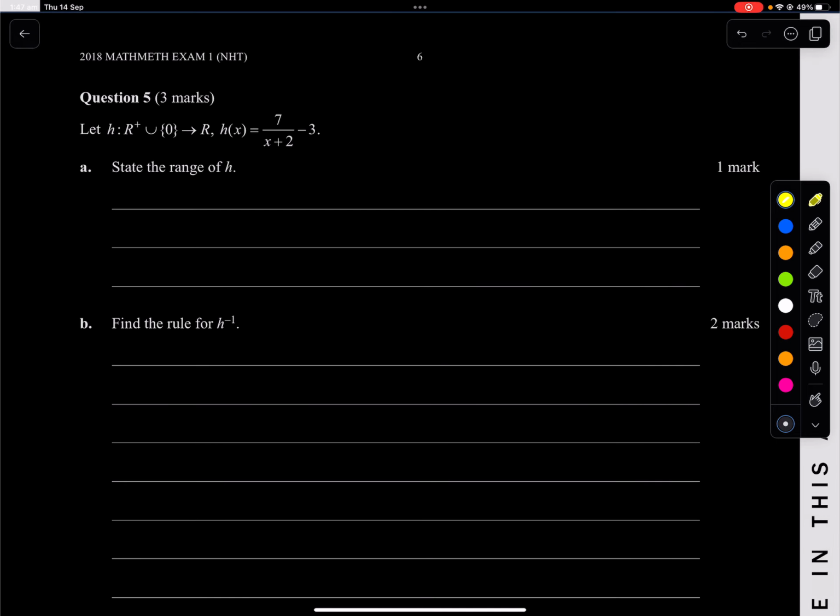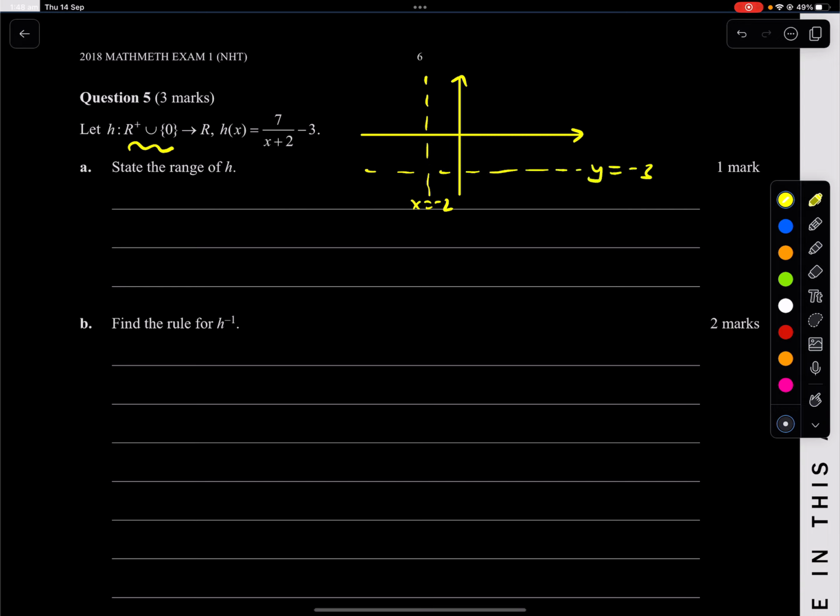Question 5. If h of x is this, with this domain over here, state the range. So I'm just going to graph this quickly. Alright, so at x equals negative 2, we'll have here. And at x equals negative 3, right over here. And y equals negative 3. And it will look like a nice positive parabola. Okay. Well, the domain says all reals, including 0. So we're excluding all of this. So this is all excluded, and all of this is excluded. And this is included right there.